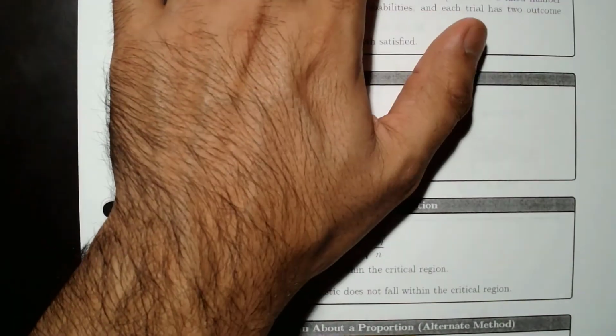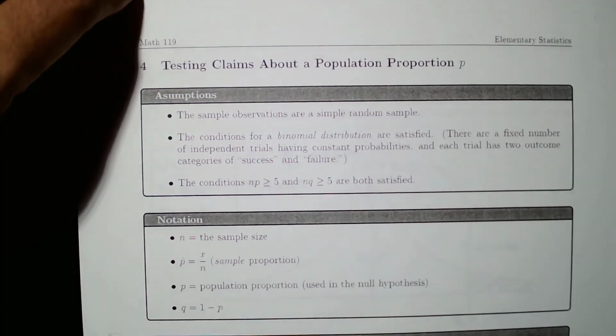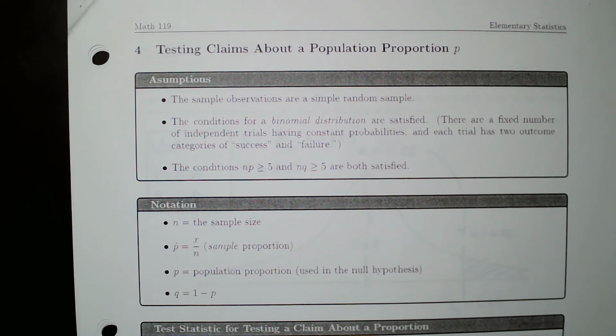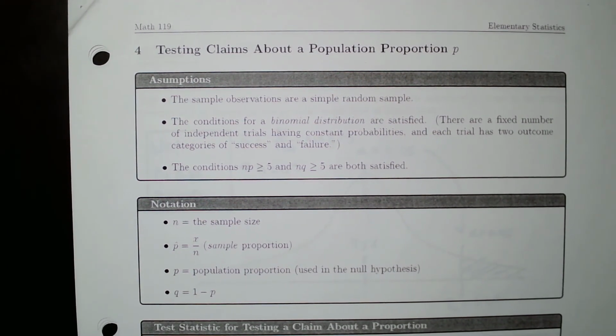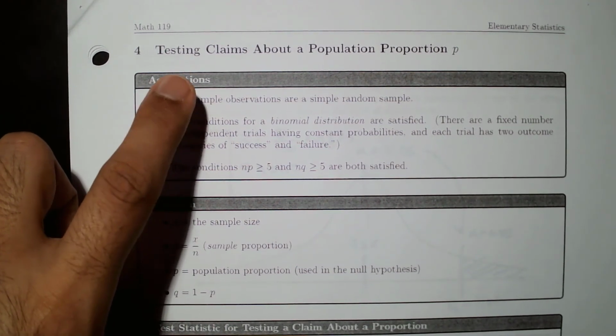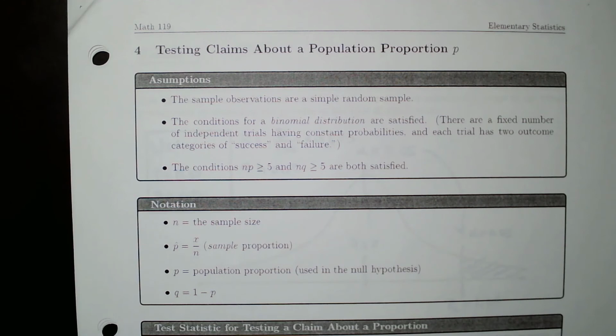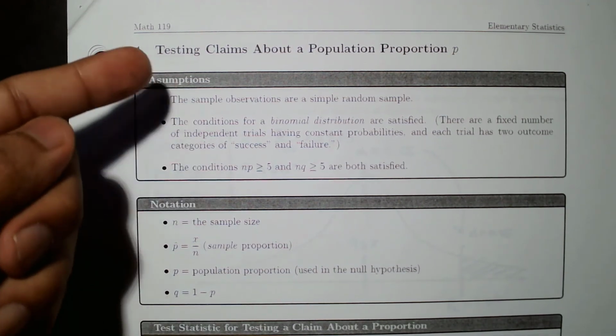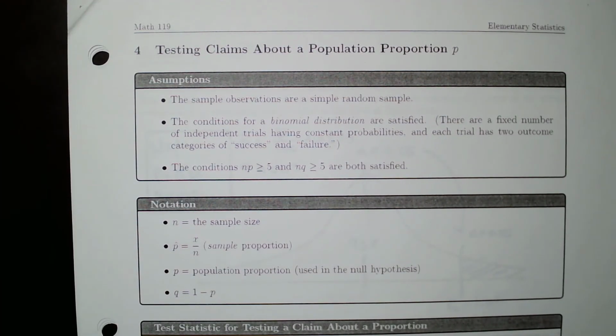So we are going to do our first type of exercises. Well, in this case, we are going to test a claim about a population proportion. All right. So testing the claim. So these are some assumptions that we need to consider before we can conduct hypothesis testing, in which we test a claim about a population proportion.